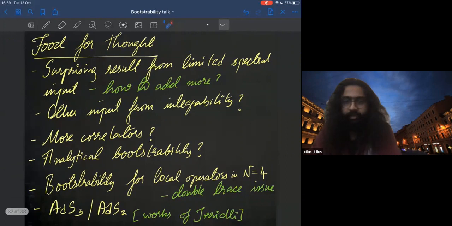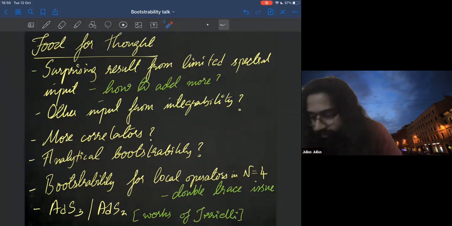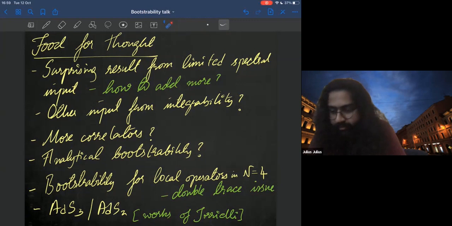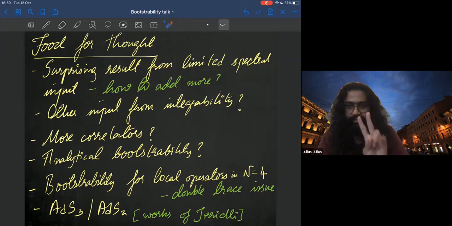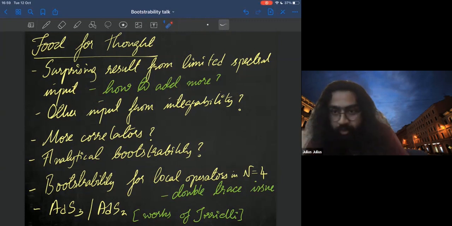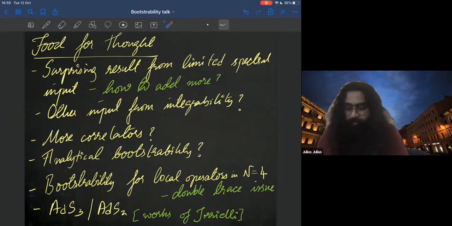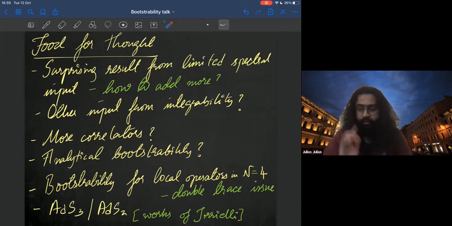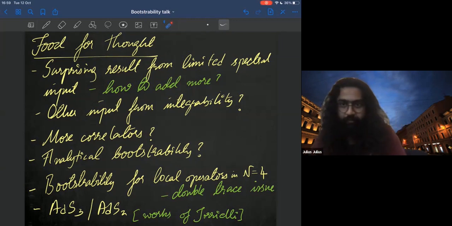So that brings me to my conclusion. Here is some food for thought. The first thing is, it's surprising that we managed to get this result from limited spectral input. As I said, we just used 2 out of 35 states. So is there a way in which we can add more spectral information? This is something we should think about. Is there a way to include other input from integrability? As I also mentioned earlier, can we bootstrap more correlators? Maybe that will help. That could be some way to go.